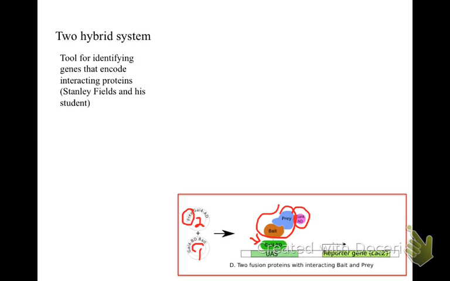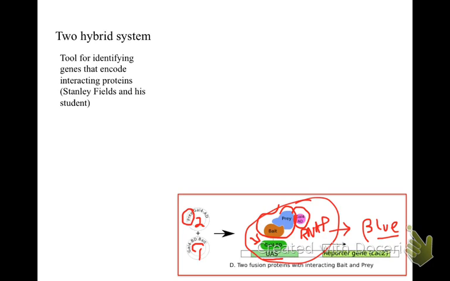The binding domain can still bind the UAS. Now the activation domain is present and it can interact with RNA polymerase, and we can stimulate transcription and we will get blue colonies on X-gal. Very clever technique to prove that two proteins interact. The bait and the prey had to interact in order for this stimulation of transcription.